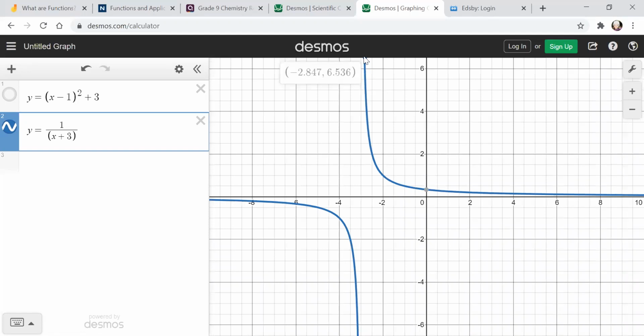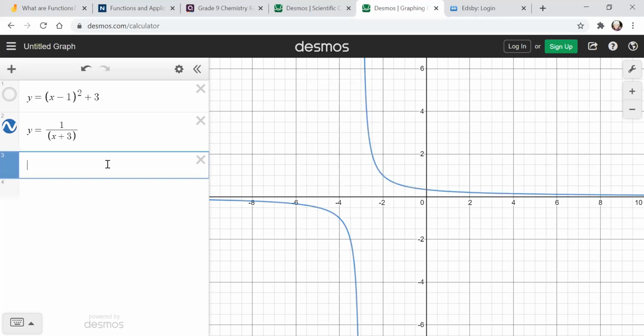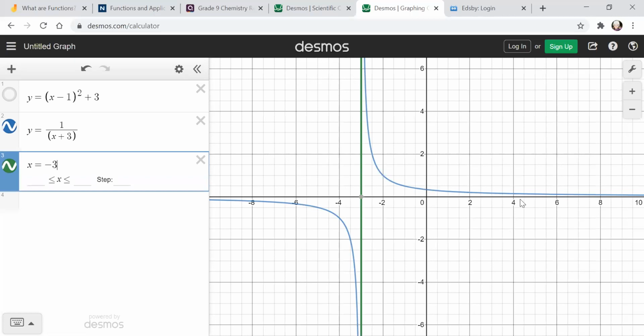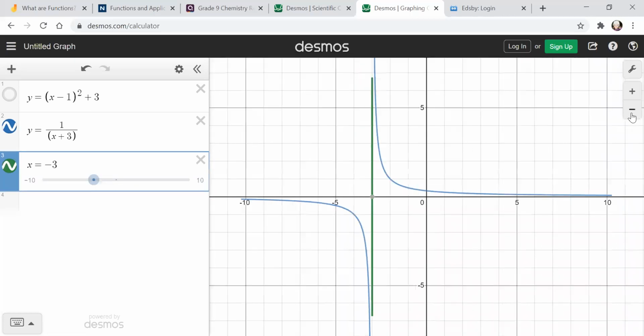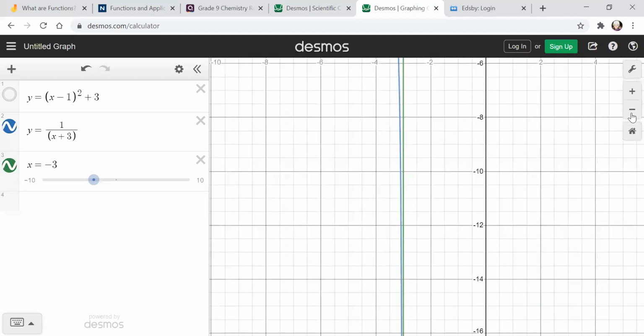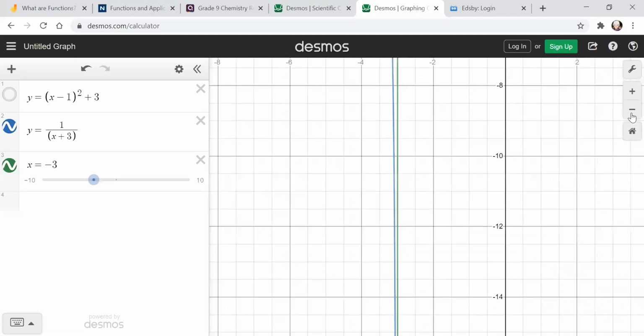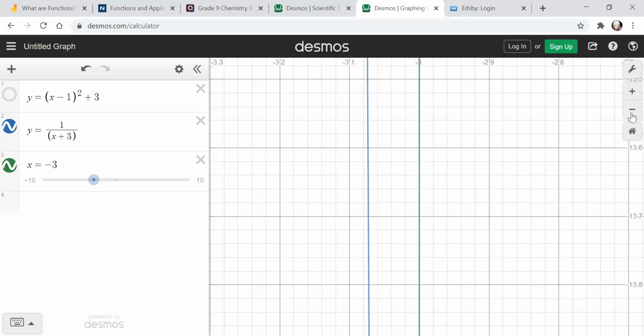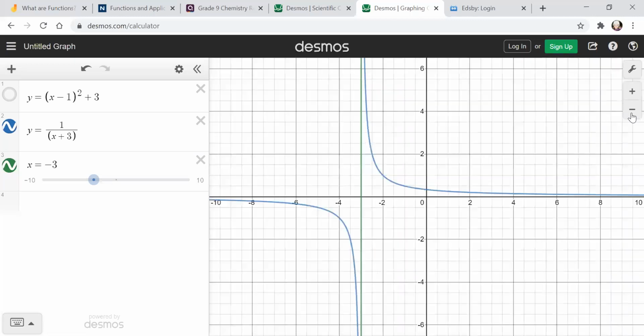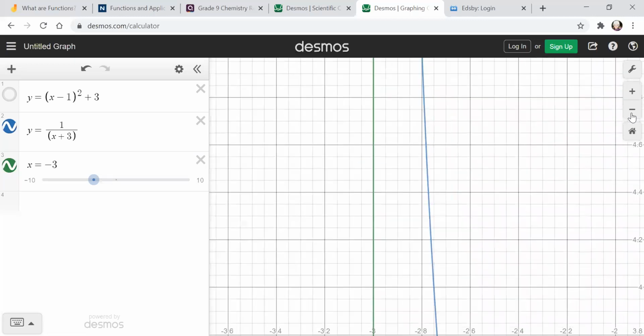So I'll actually tell you, it actually never touches -3. This line right here, this -3 line, actually, let me put in here, x equals -3. I'm gonna zoom out and I'm hoping you guys can see that it never will touch that green line. It's a little bit hard to see, but if I zoom in, can you guys see it actually never touches? Even though it looks like it touches it, it doesn't actually touch it. Can you guys see that?